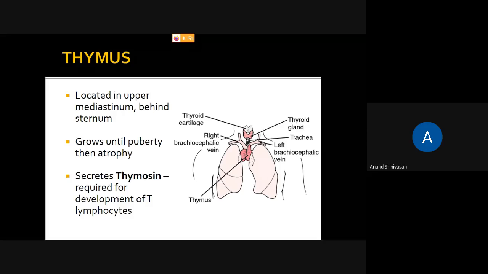So which hormone is this? T cells come from the thymus, and there is a hormone secreted from the thymus called thymosin, which helps in preventing or fighting against the infections. Another property of this thymus is that it is present in children.